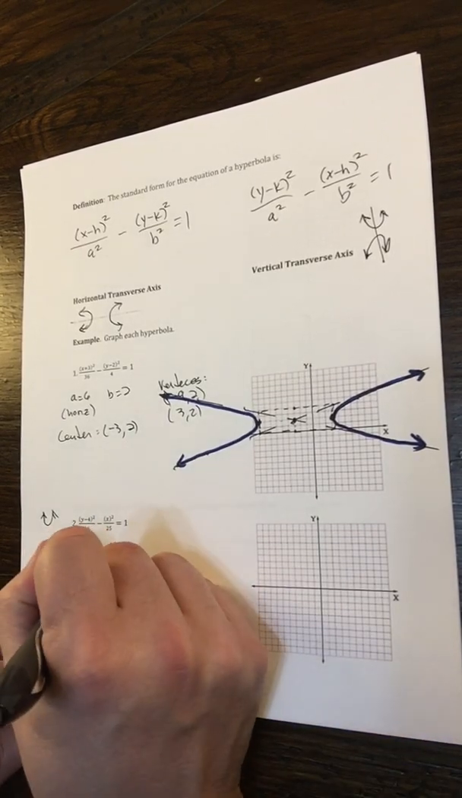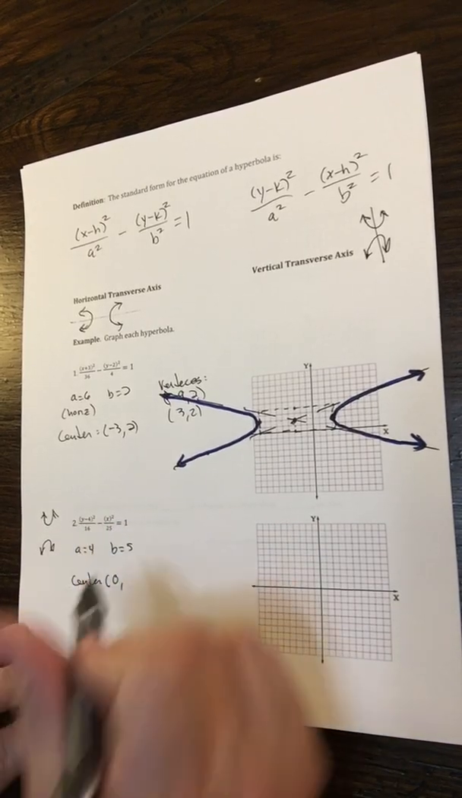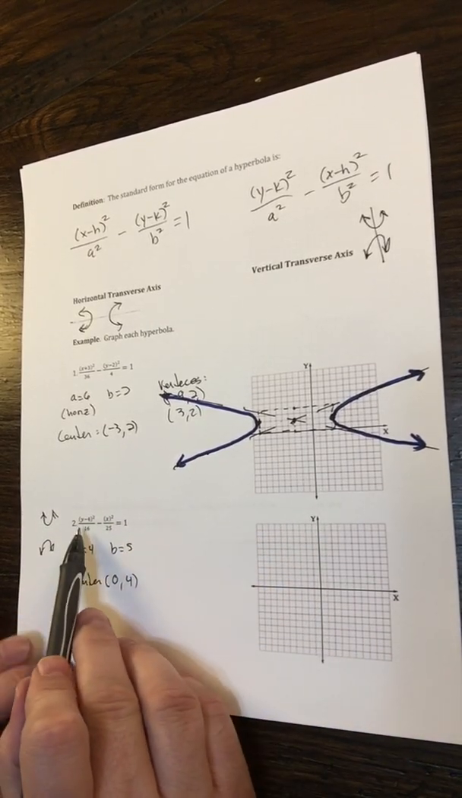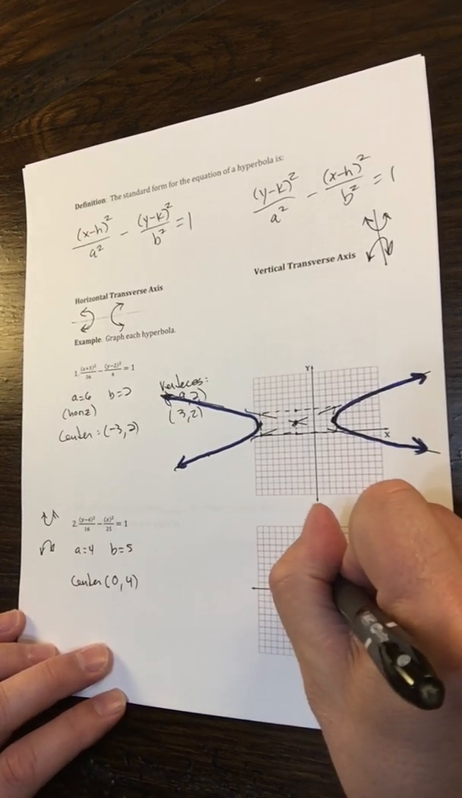Let's find our center. The center is at the point 0 for x and 4 for y. I don't know how well you can see this. Sorry about that, guys. So I go 0, 1, 2, 3, 4.